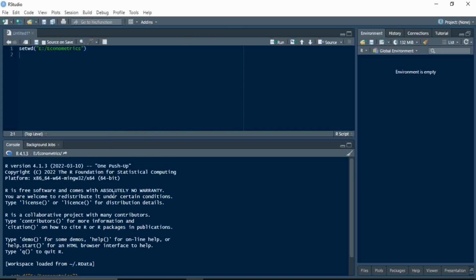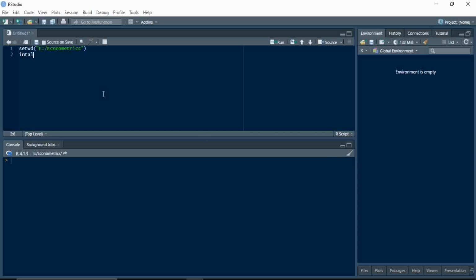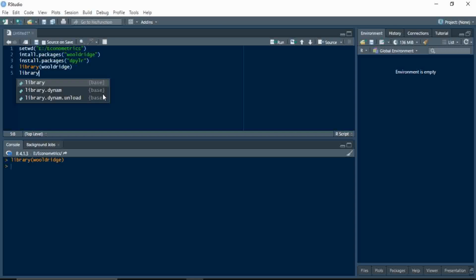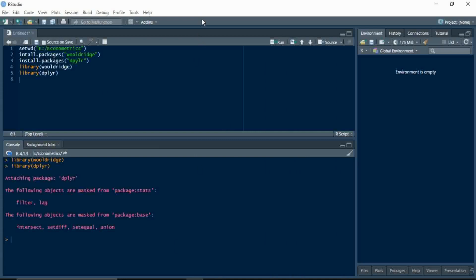Okay, and we can clear this. We do not require this information. Now you have to install two packages. First is wooldridge. Press Ctrl plus Enter and then install the package dplyr. Then call these packages through the library function. Press Ctrl plus Enter and then call the package dplyr. Press Ctrl plus Enter. Now I will open the file so that we can work along with it.